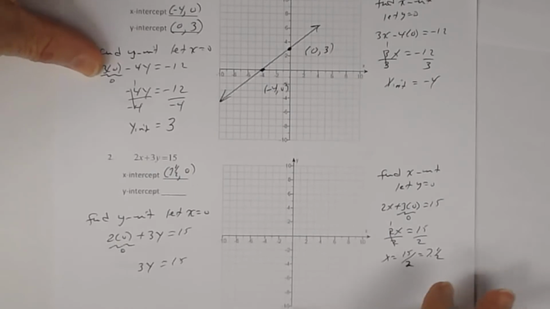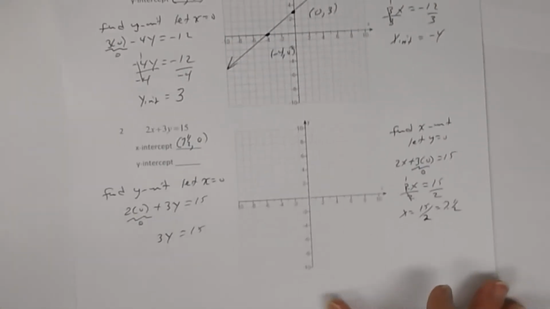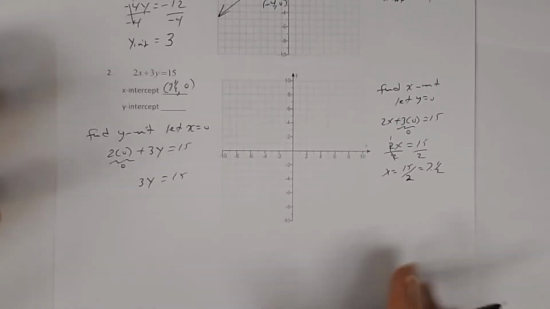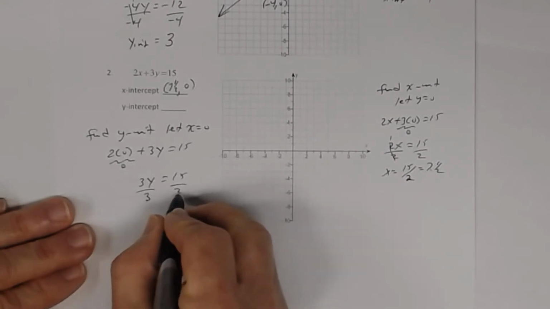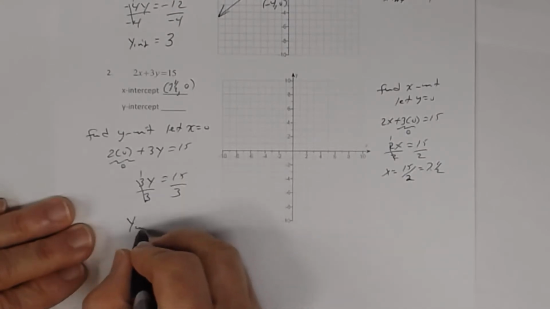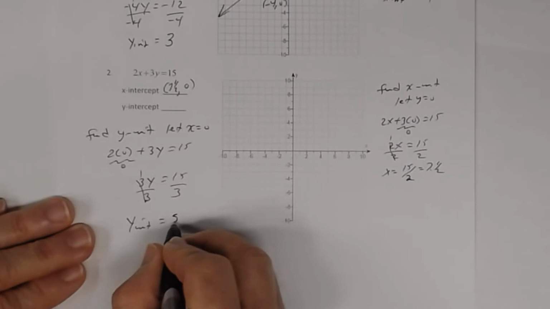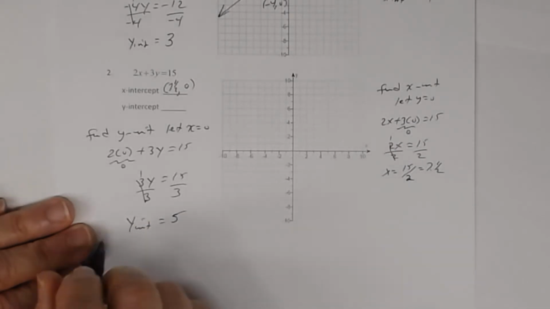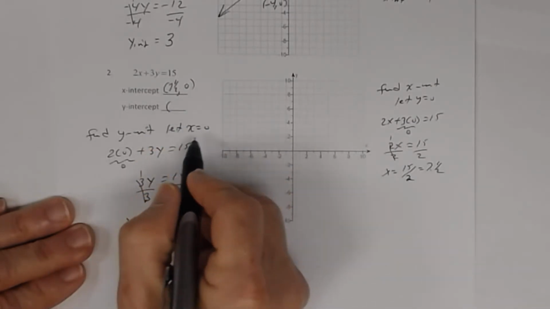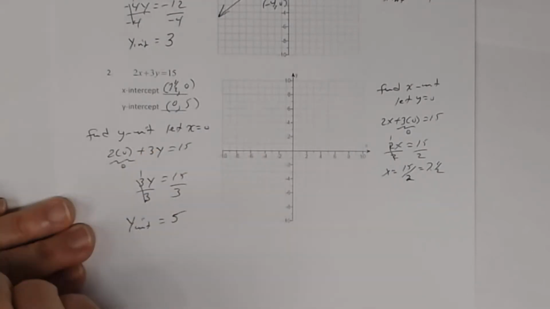And so to get y by itself, I'm going to divide both sides by 3. And I get my y-intercept to equal 5. 15 divided by 3 is 5. As an ordered pair, you're going to say 0, comma 5.